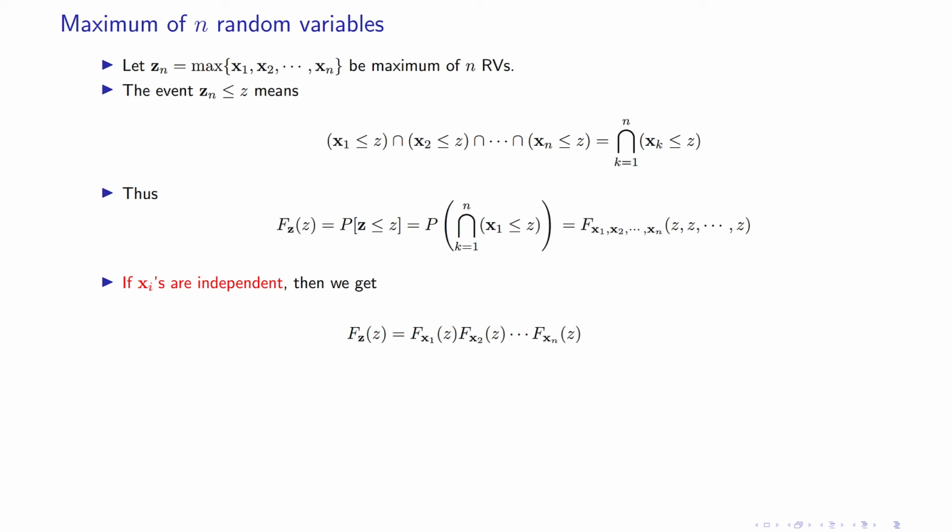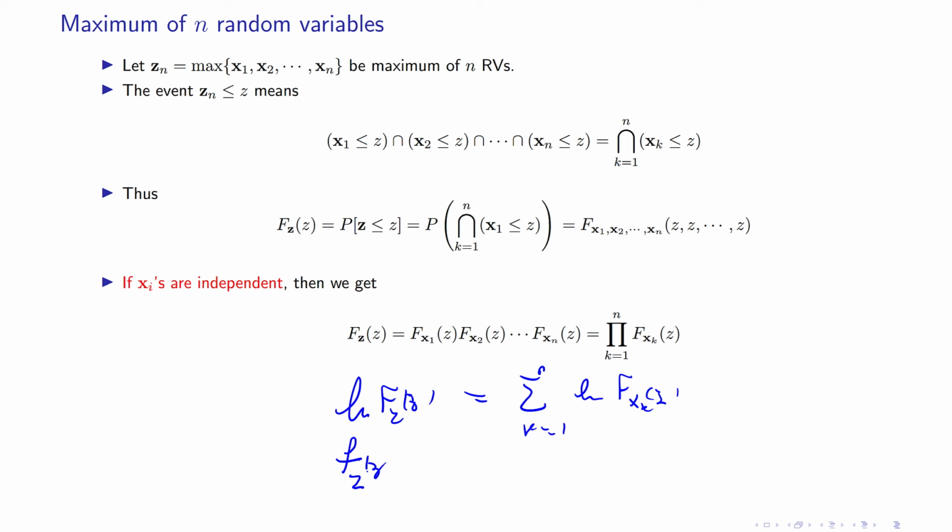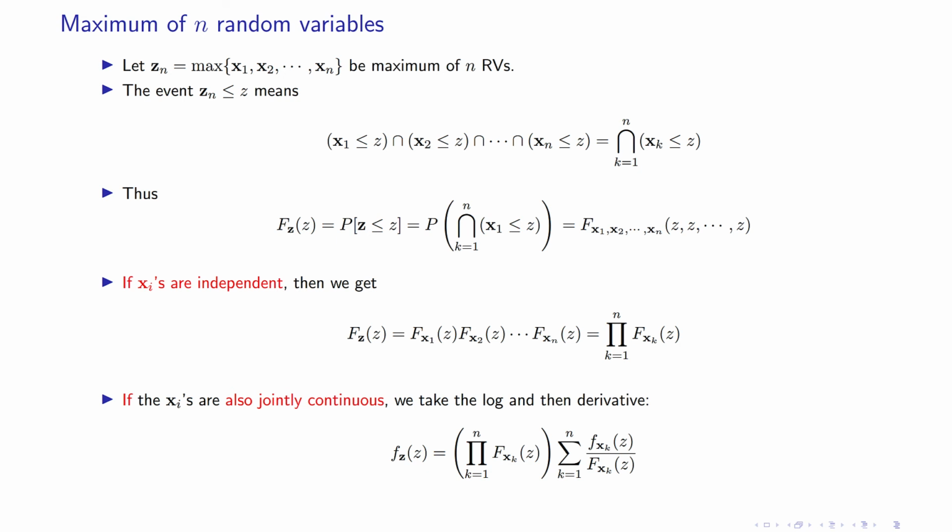Now you can calculate the derivatives if they are independent. To take the derivative, I prefer to take the log. If I take the log of that, I get log F Z of z, and then this becomes the summation over k equal 1 to n of log of F xk of z. Now you can take the derivative, so this will become f Z of z, the PDF, divided by F Z of z, the CDF, equal to the summation of the ratios of the PDFs over CDFs, f xk of z divided by F xk of z, k equal 1 to n. Now if you want this one, multiply both sides by the CDF F Z of z, so this expression is what we get.